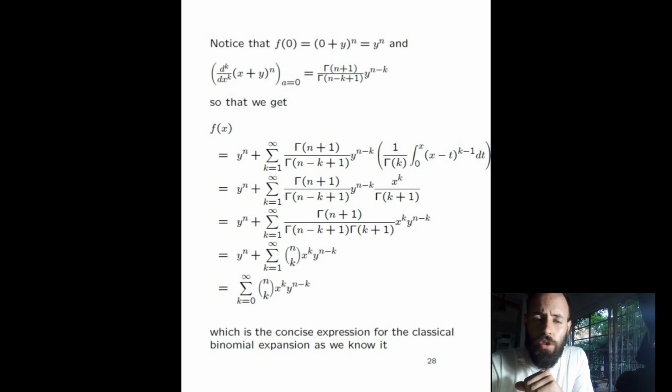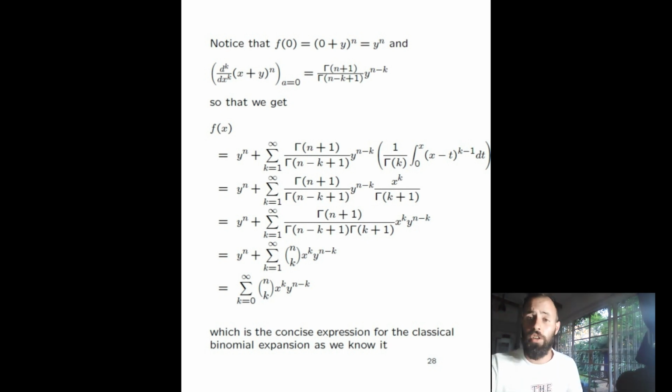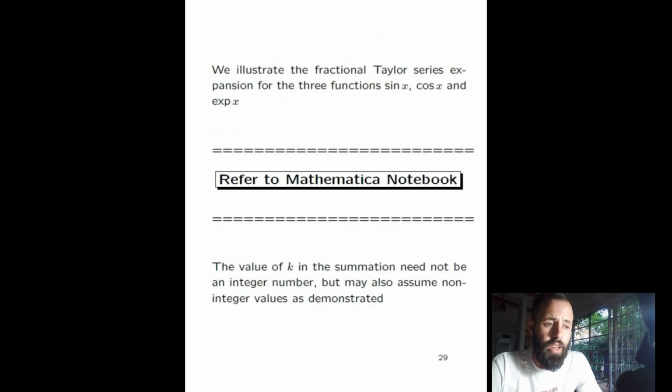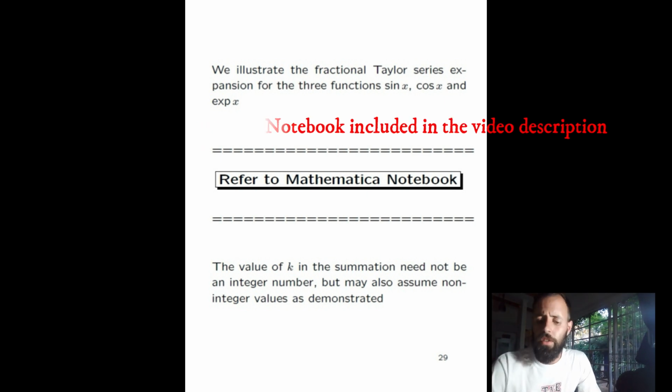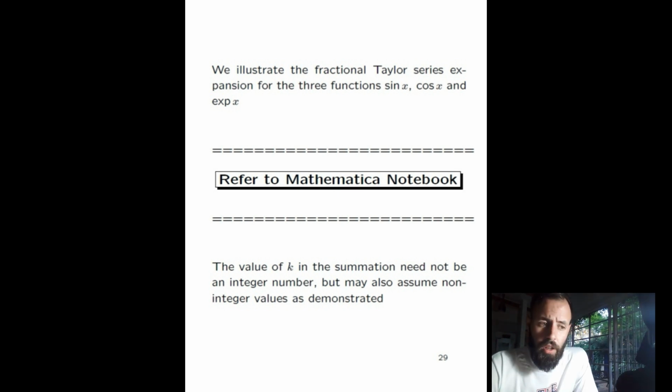So if we substitute these two results into the generalized fractional Taylor series formula, we can easily reconcile it with our classical definition of the binomial expansion formula. We can also illustrate some neat examples of the exponential function, the sine x function, and cosine function as well, even starting at non-integer summation. But for sake of brevity and completion of the discussion, I'm just going to continue for now.